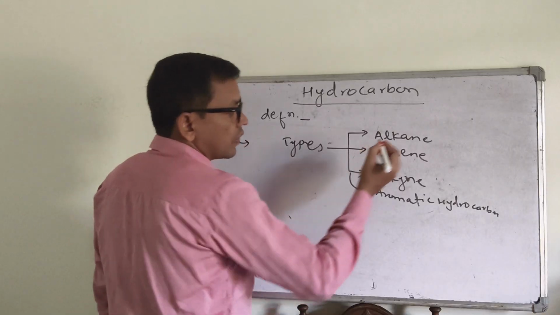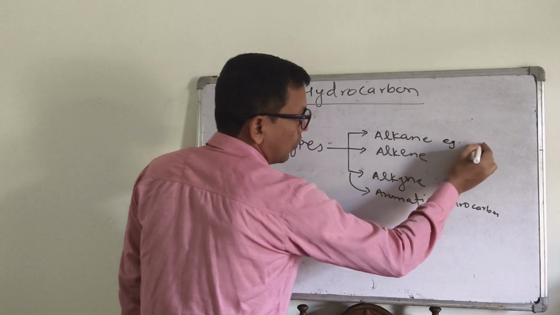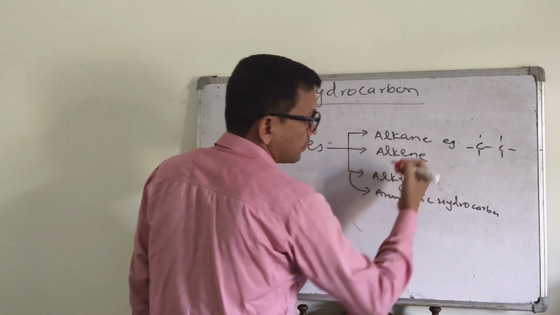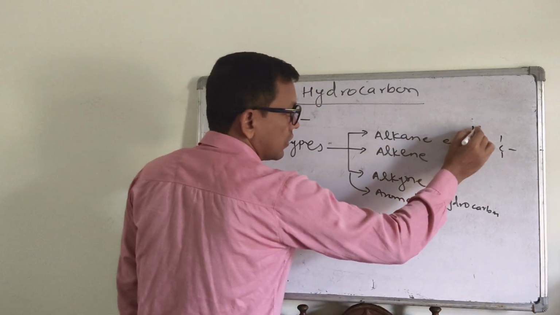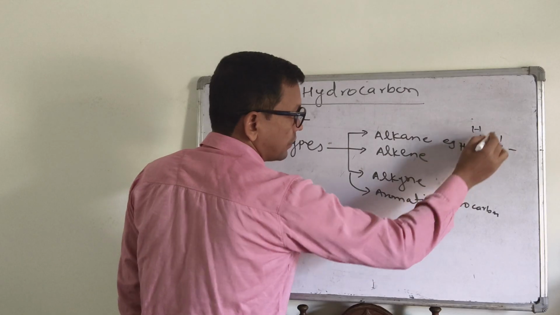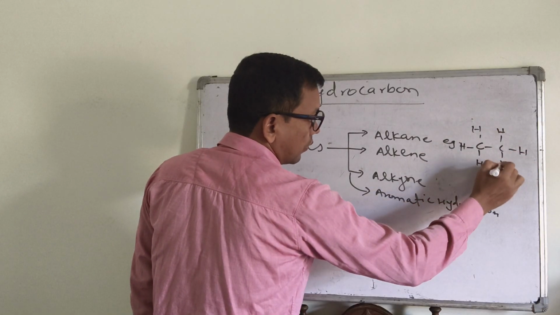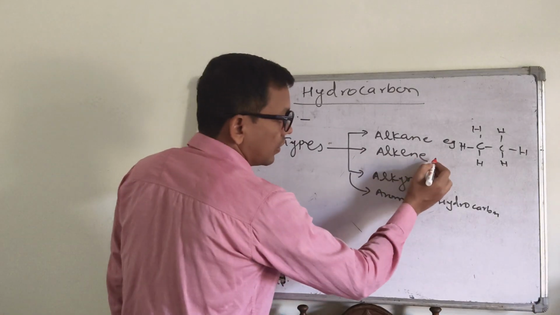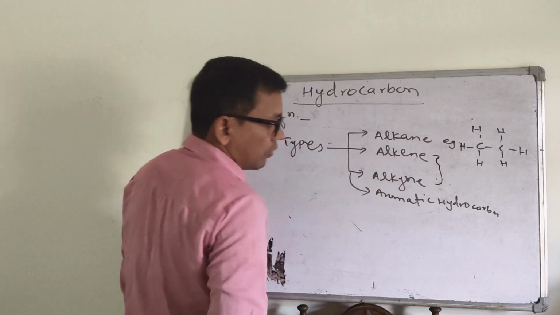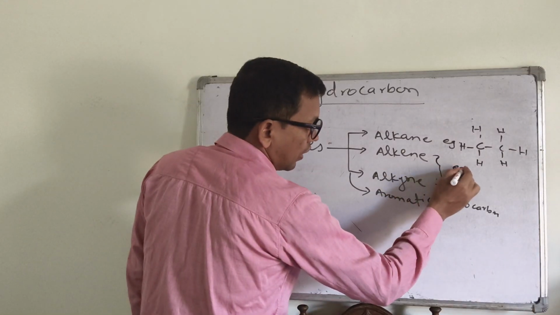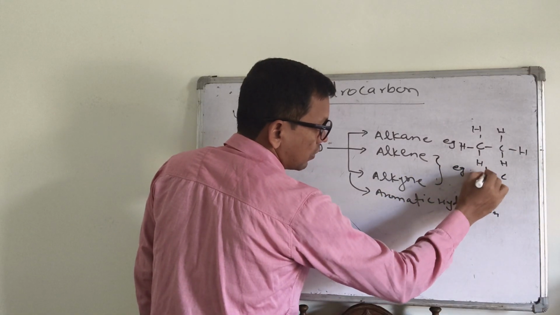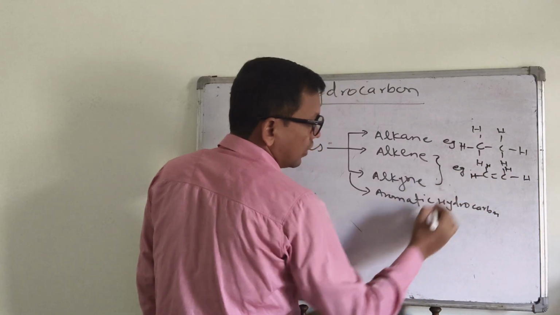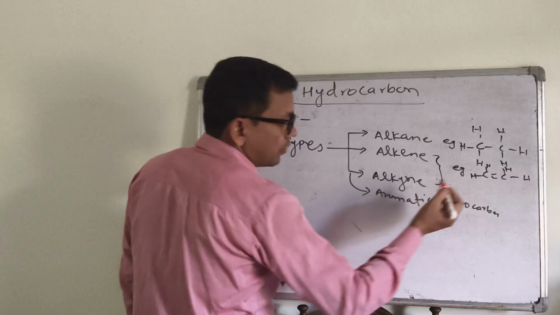In the alkane, between carbon and carbon there is a single covalent bond, and that is called alkane, a saturated hydrocarbon. Alkene and alkyne are unsaturated hydrocarbons, because between carbon and carbon there is a double bond present. So it is called unsaturated hydrocarbon.